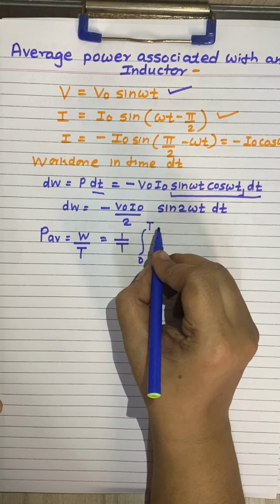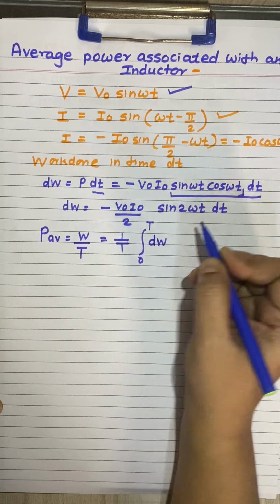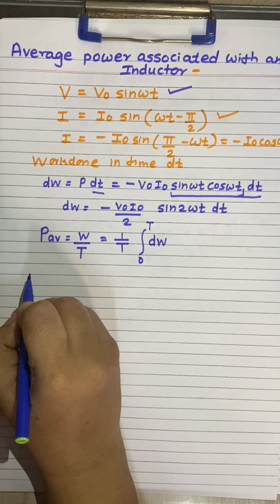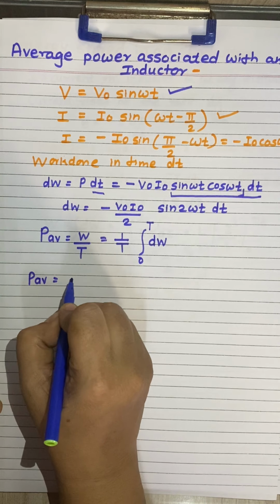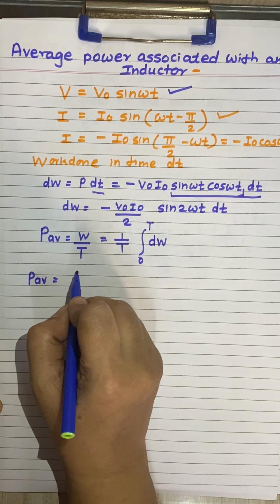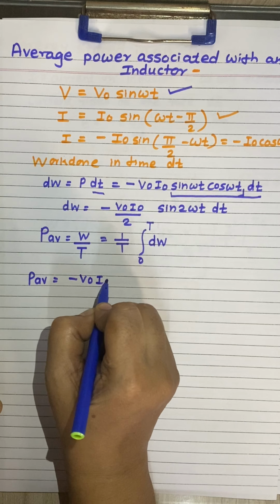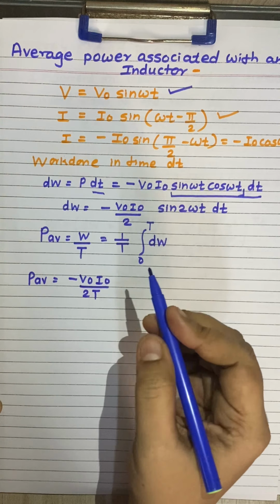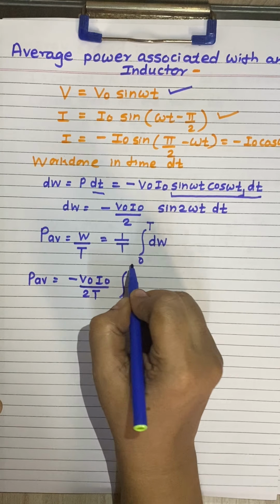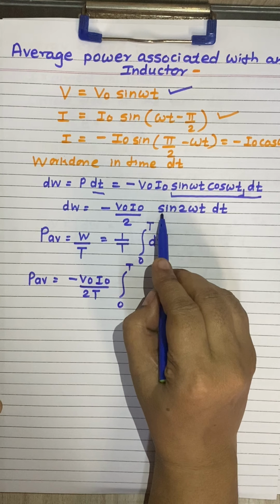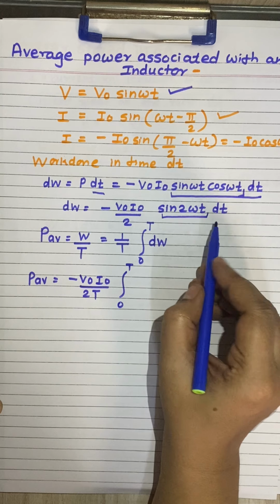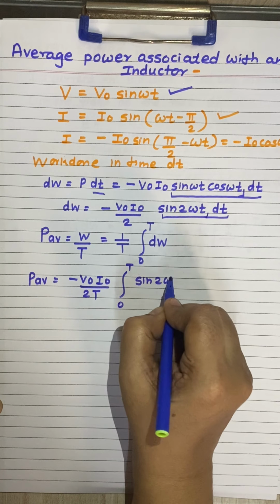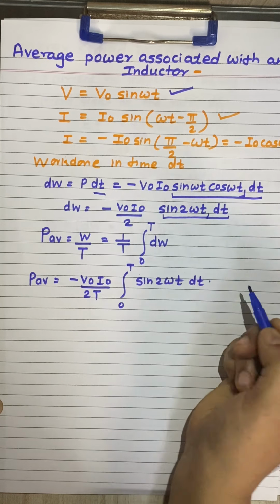I want to continue, and for the small work done, then only I can get it as a total work done. So I will once again write down here P average is equal to this value, minus V naught I naught by 2, and this T we are going to take outside. So integration from 0 to T we are going to apply only for sine of 2 omega t dt.